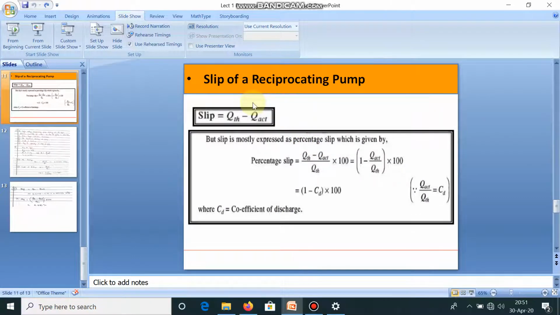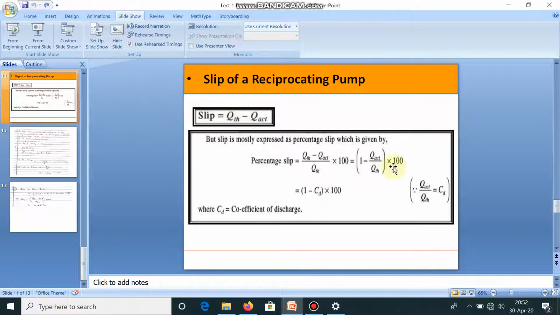Whatever formulas we have seen in the single acting and double acting reciprocating pumps, the discharge is the theoretical discharge, but in actual practice, actual discharge is always less than theoretical discharge due to leakage losses. The difference between theoretical discharge and actual discharge is called slip. Slip is most frequently expressed as a percentage of slip, which is evaluated by Q theoretical minus Q actual upon Q theoretical into 100.